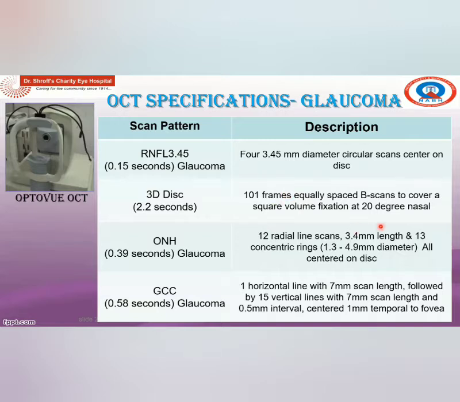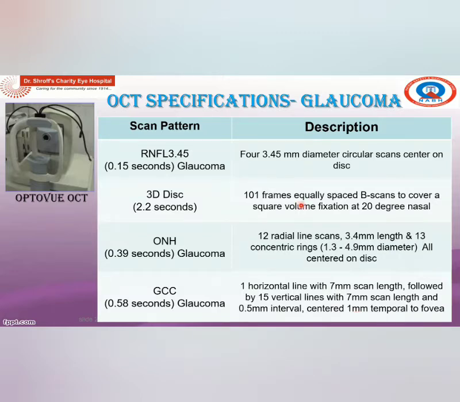Square volume fixation at 20-degree nasal. Similarly, ONH is a radial scan. It consists of 12 radial lines. In this case, we have a length of 3.5 and 13 concentric rings. Like in that, we have a line scan and a circular ring pattern scan, which is centered on the disc. Same, GCC is the ganglion cell complex, which consists of one horizontal line with 7 mm scan length, followed by 5 lines with 7 mm scan length and 0.5 mm interval, and it is centered 1 mm temporal to the fovea.